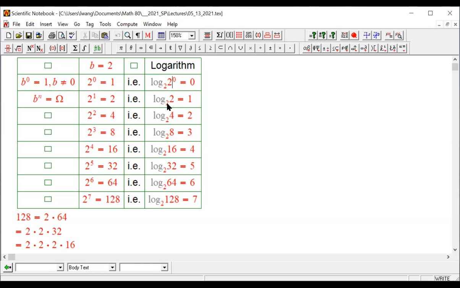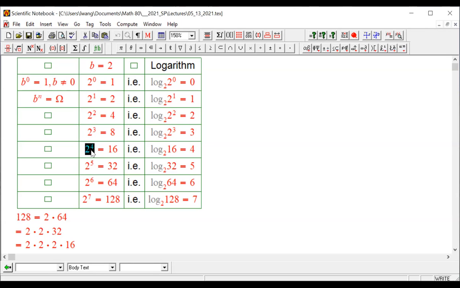Log base 2 of 2: 2 to the power 1 is 2, so the answer is 1. 2 to the power 2 is 4, so 4 can be written as 2 to the power 2, and the answer is 2. You guys see that? Now, 8 is 2 to the power 3, so this can be written as 2 to the power 3, and the answer is 3.